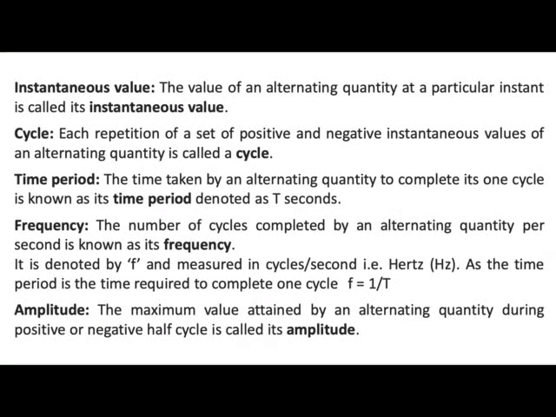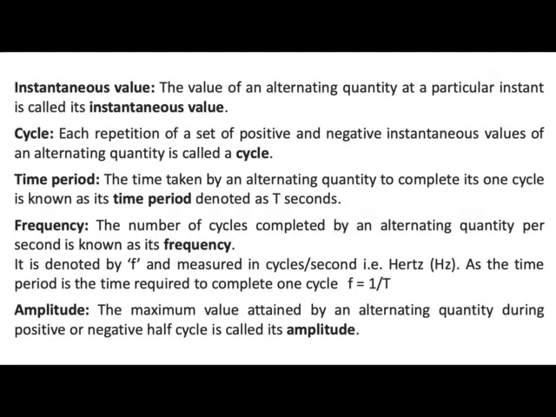Next term is cycle. Each repetition of a set of positive and negative instantaneous values of an alternating quantity is called a cycle. That is, you take a reference point in a given signal, and from where it starts repeating itself, that is one completed cycle. The signal has completed one cycle once it starts repeating itself. The time taken to complete one cycle is known as its time period. The time period is denoted by capital T and the unit is seconds.